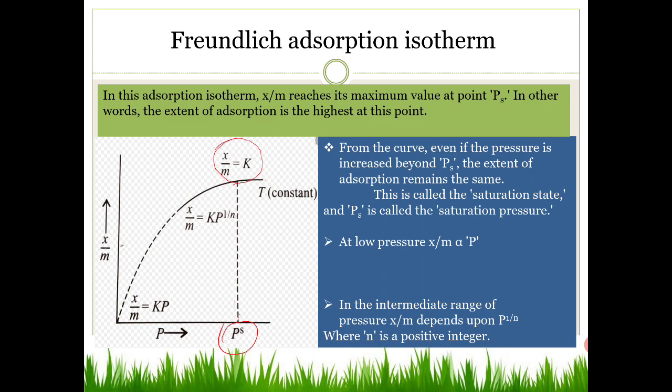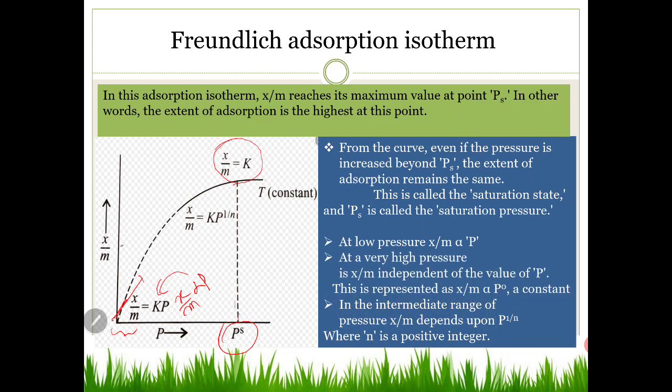Now the low pressure region. At low pressure, x by m is directly proportional to p. You can see that as the pressure is increasing, x by m increases directly in proportion. So we can introduce a constant k and write x by m is equal to k into p. It's like a straight line, which keeps on increasing at low pressure.